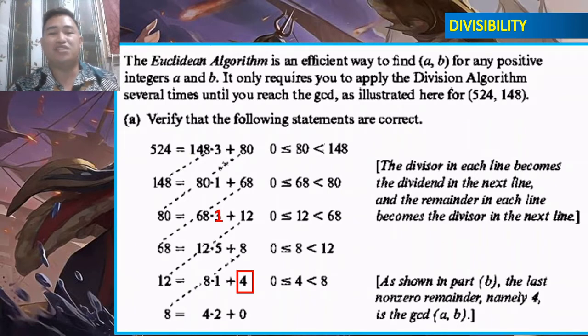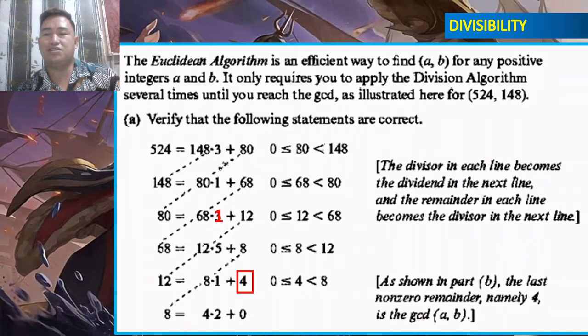It only requires you to apply the division algorithm several times until you reach the GCD. So this class is tiring. Let's take 524 and 148. 524 is equal to, so A is the bigger one, 524, and 148 is the divisor B. Okay, 524 is equal to 148 times 3 plus 80. So 80 is the remainder when we divide by 148. Okay, so 80 is in between 0 and 148. So we are applying the division algorithm several times.